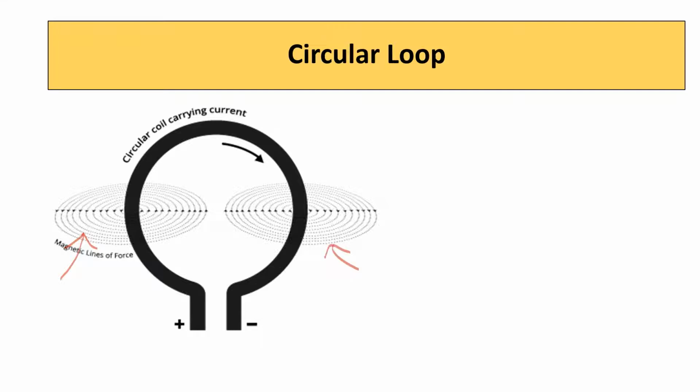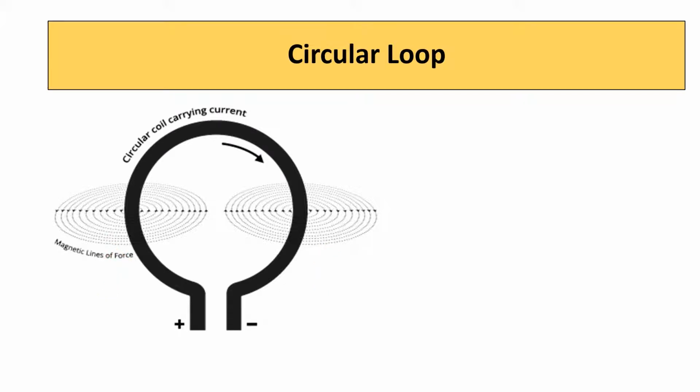If you reverse the connection, instead of positive, give negative terminal here, and instead of negative, give positive terminal here. In that case, the electric current starts flowing in the opposite direction. When electric current is reversed, the magnetic field also reverses its direction.